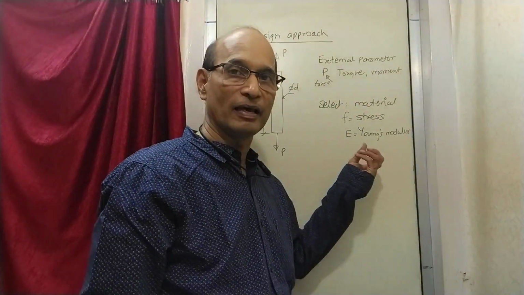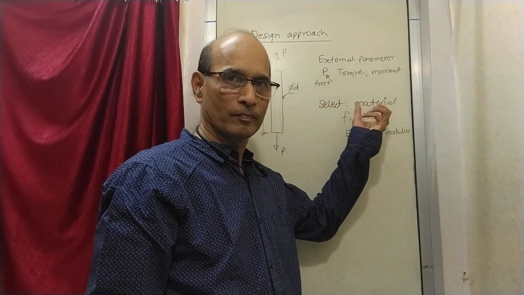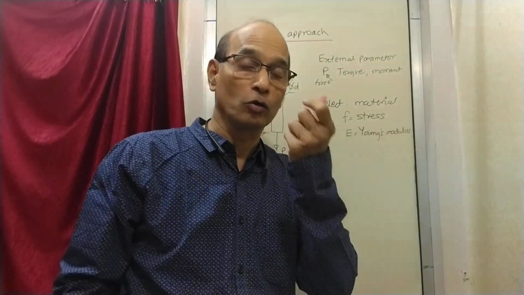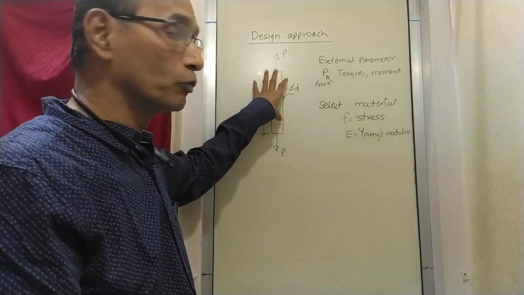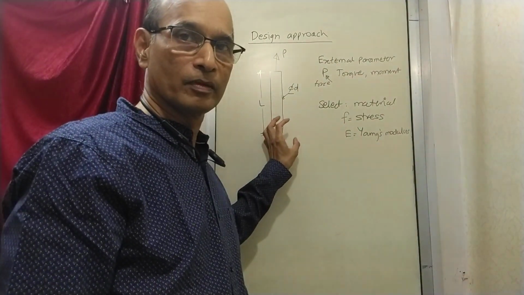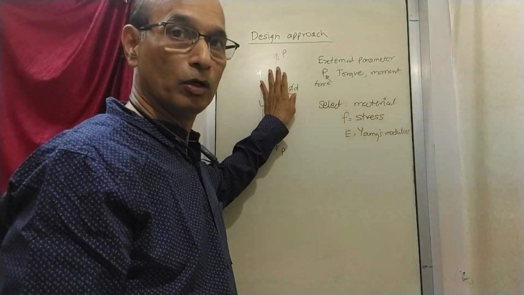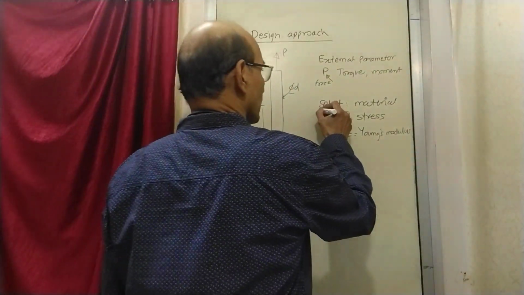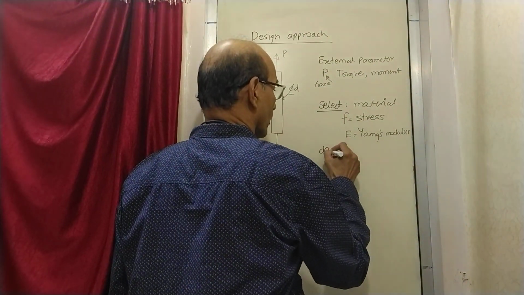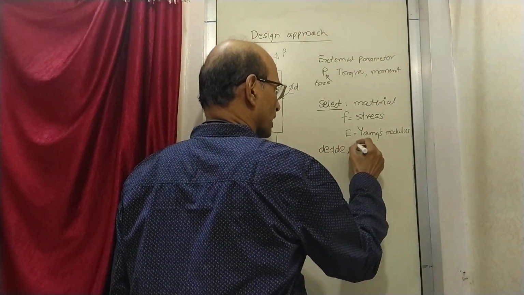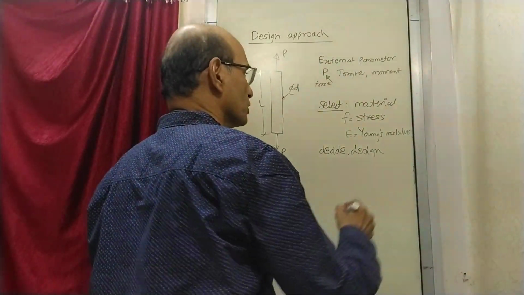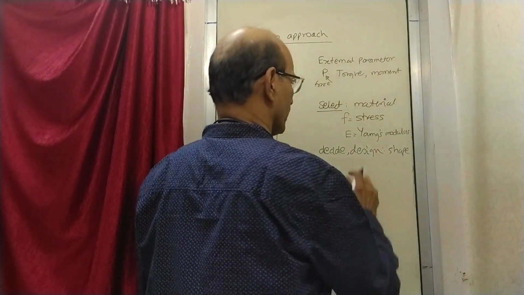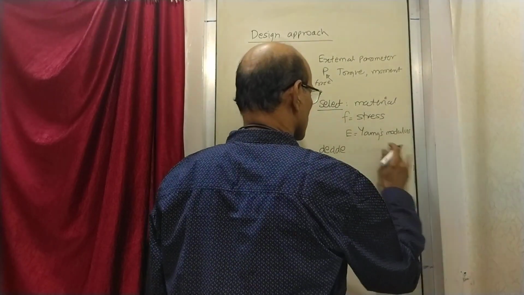Now having done that, you have brought some material, and it has certain strength and certain properties. Now to that rod or material, what are you going to do? You are going to give some shape to this rod so that it will be able to take the load that is given. So once you have selected a material, now you have to decide, or design, the shape. Just decide the shape first.